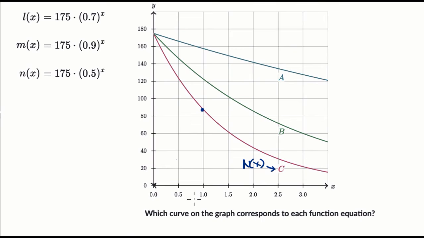And similarly, which one's going to decrease the slowest? Well, that's m of x, because it's multiplying by 0.9, which is higher than 0.7. So the slowest declining one is m of x. So that is this right over here, m of x. And the one in the middle is L of x. And once again, you could try to validate it by substituting some numbers, but you just have to think about which one's declining the fastest and which one is declining the slowest.